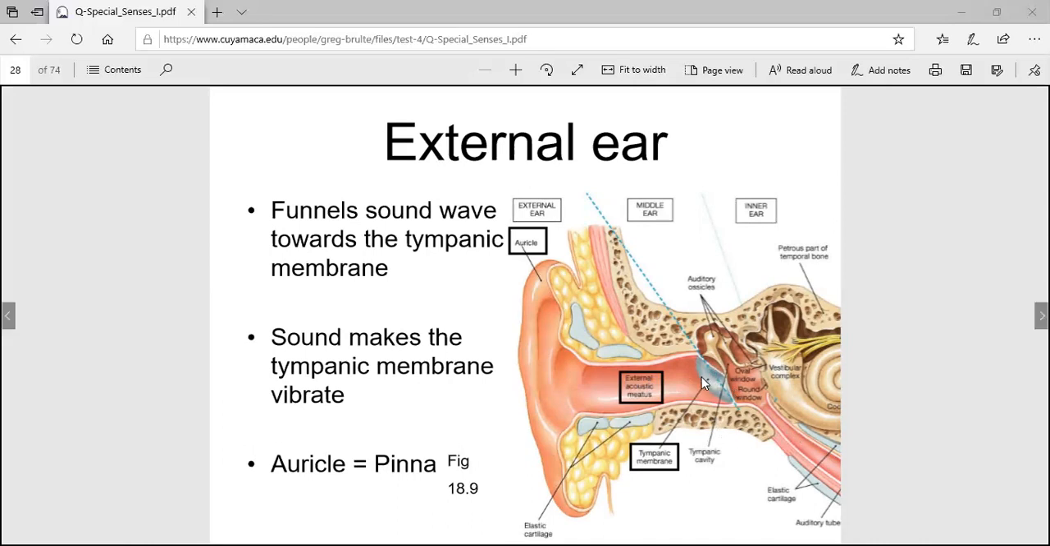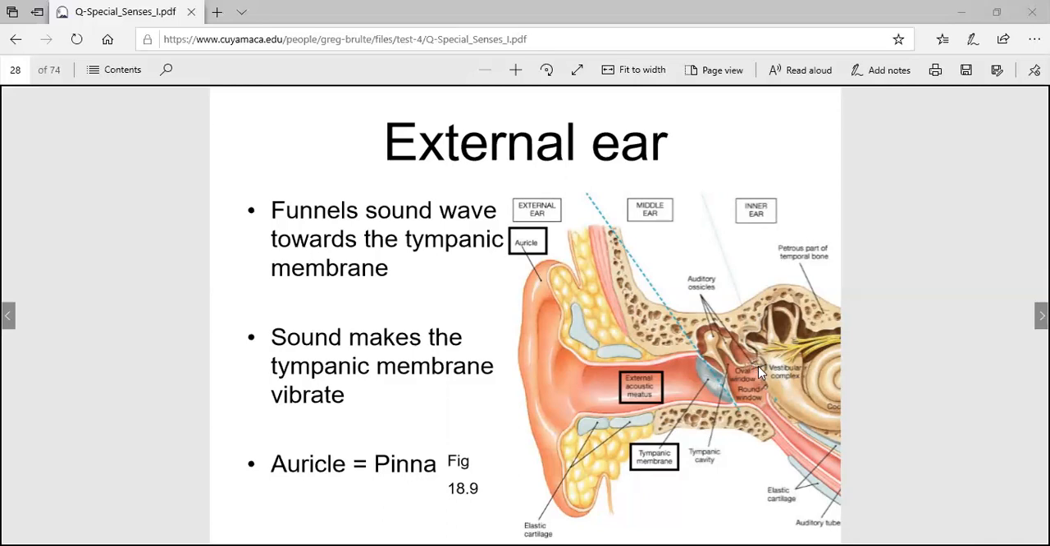Here's the eardrum. I'll give you the point if you call it the eardrum, if I put a pointer on it and ask what that is. I'd rather you say tympanic membrane, but eardrum will work. So these three little bones are called the ossicles. So you have the malleus, the incus, and the stapes. The old names are hammer, anvil, and stirrup. Like a stirrup you put your boot in when you're riding a horse.